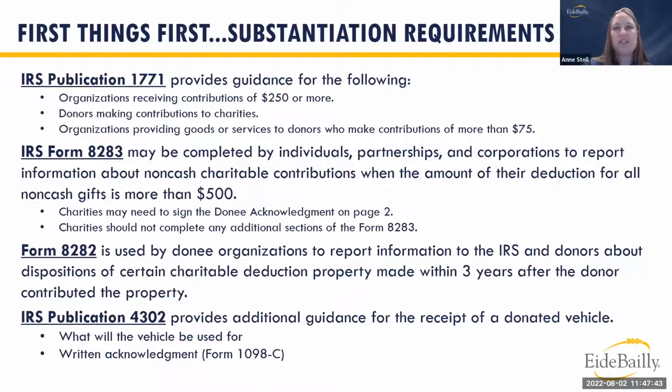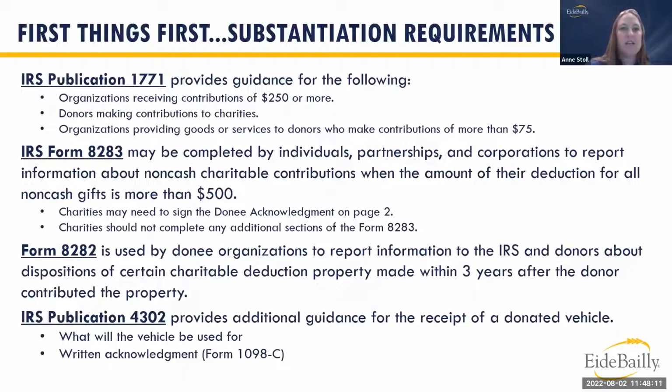So substantiation requirements. The IRS does have specific requirements for what needs to be reported. And I did put some information on this slide here for you guys for reference for the publications, where it's coming from, and the IRS forms that are involved. Really, we're looking at publication 1771. This is something where donors are making contributions to charities.